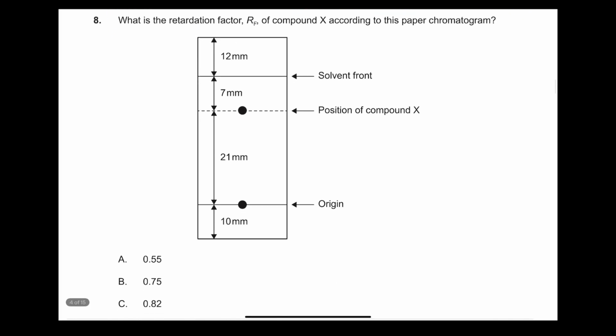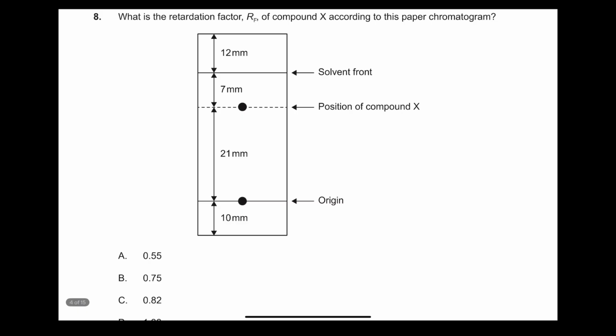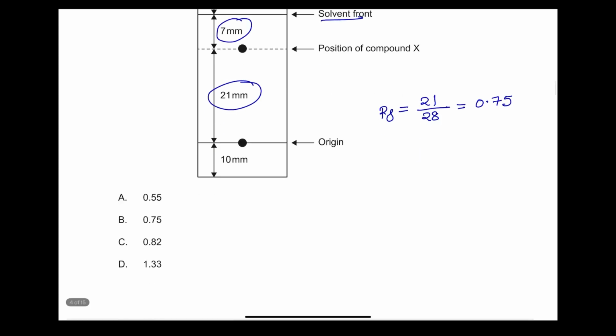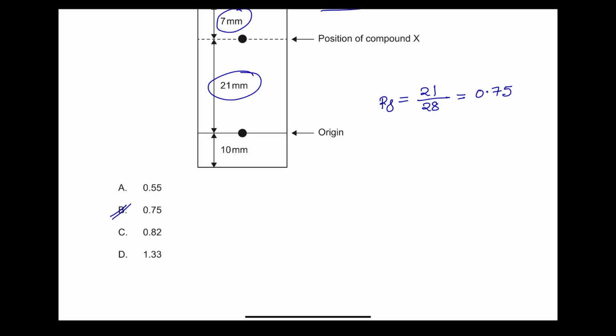Next, we have to find the RF factor of this paper chromatogram. So RF is the distance moved by your compound, which is 21, so the compound moved 21 millimeters compared to the origin, divided by the distance moved by the solvent. The solvent is 21 plus 7, so the solvent moved 28 millimeters. And 21 divided by 28 is 0.75, which is 3 over 4 basically. That gives you option B.